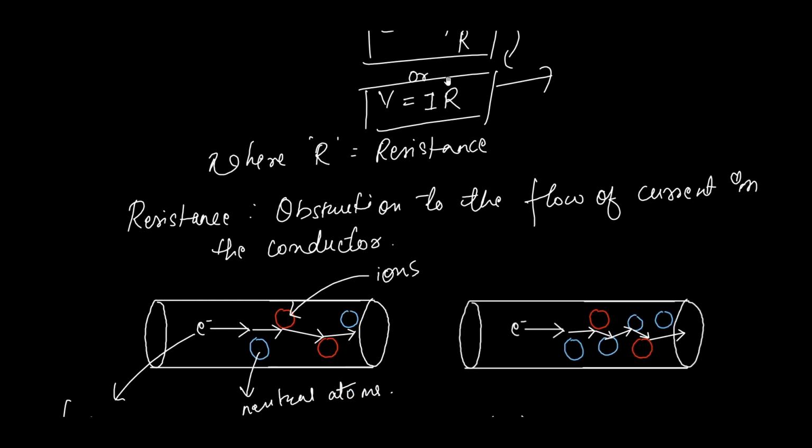This R is known as resistance. To define resistance, we can say it is the obstruction to the flow of current in the conductor. So let us understand what this means. What does resistance in a circuit mean?